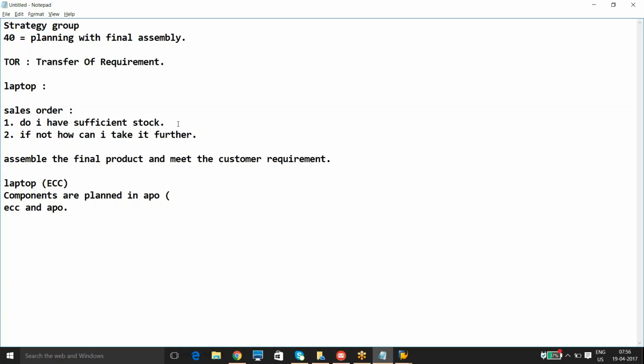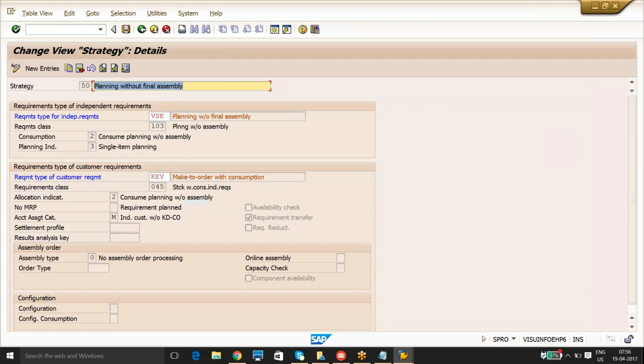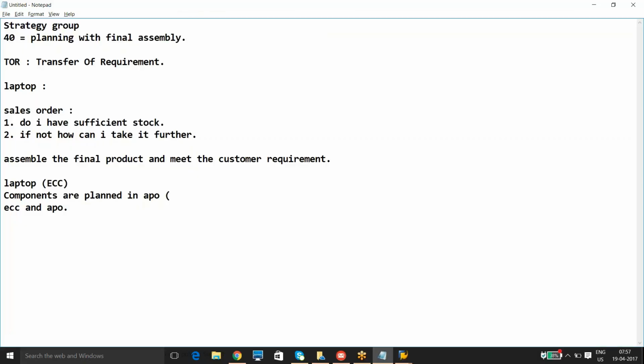So here I was saying about planning without final assembly. I'm not bothered about my assembly, but still I'm planning for my material, I'm still planning for that laptop. So is enough stock available or not? If it is not available, should I procure the material, or should I start producing this laptop and then give the answer to the customer? These same two questions are still applicable here. Only the way I'm going to plan my material varies.